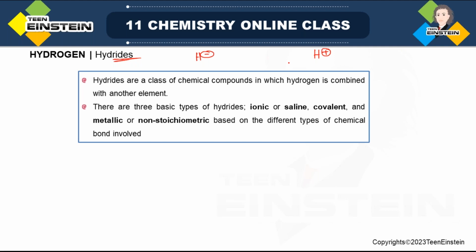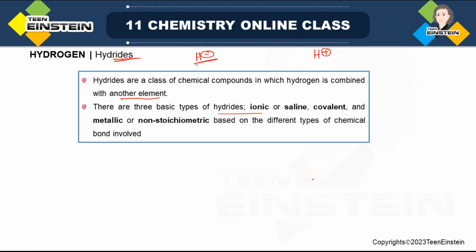Now there are different types of hydride, basically three classes in the classification. We will cover these three classes in detail. Hydrides are a class of chemical compounds in which hydrogen is combined with another element. This other element is obviously more electropositive in nature compared to hydrogen, so that is why the negative charge will be over hydrogen.